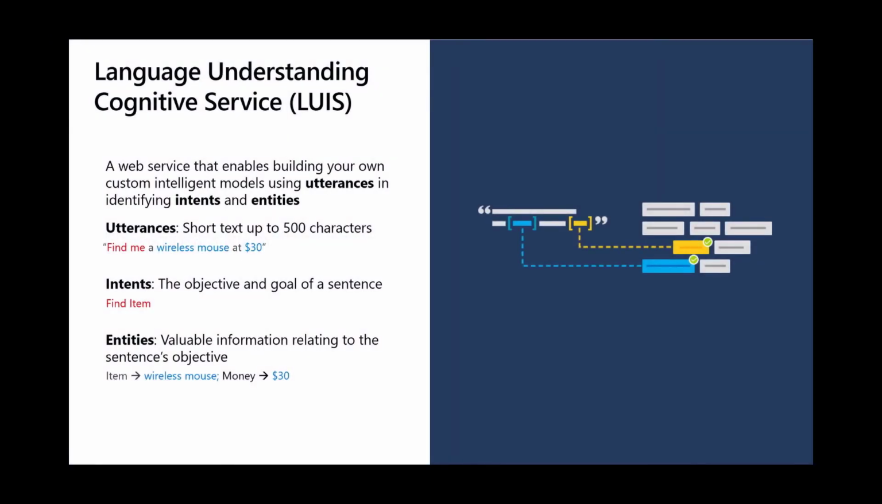The language understanding cognitive service can be used to build custom intelligent models using utterances to identify intents and entities. Take, for example, the following utterance: find me a wireless mouse at $30. This utterance can be used to label intent, such as find item, and there are two entities in this utterance, that is item type, wireless mouse, and money, that is $30. So now when a user query that's similar to this utterance is received by the model, it's able to interpret it and break it down to intents and entities, which can be further processed to generate a response or perform an action.